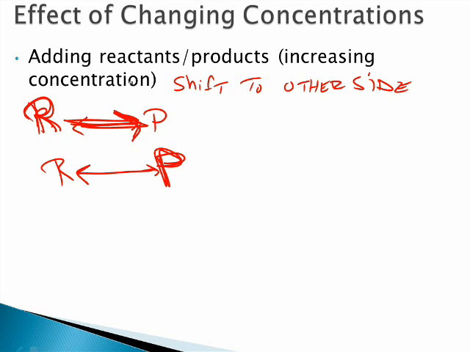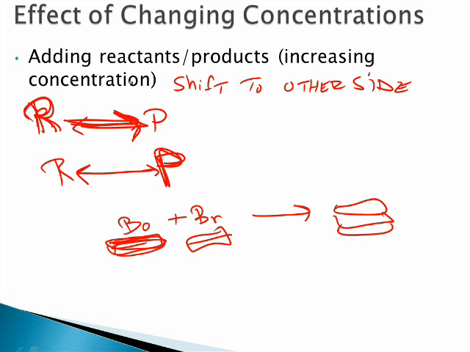So an example here is, let's say we're making bologna sandwiches. We have bologna plus the bread, and we have our bologna sandwich. Tasty. If we start adding more bologna, say we just went to the store, got some bologna and some bread, twice as much bologna and twice as much bread, we got a deal at Costco. Well, now we start making more sandwiches to compensate.